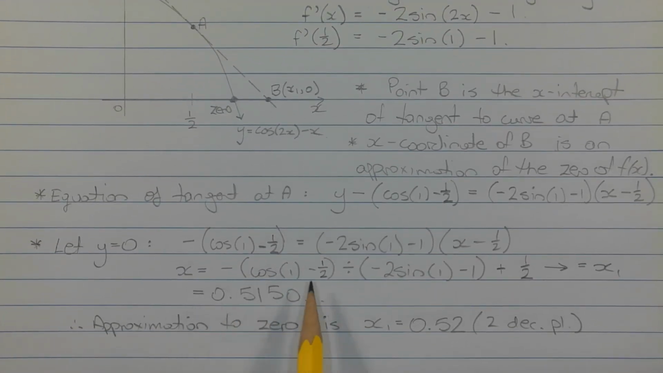And rounding this value correct to 2 decimal places, we get the approximation to the 0 is 0.52 correct to 2 decimal places.